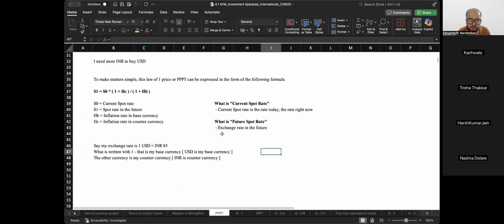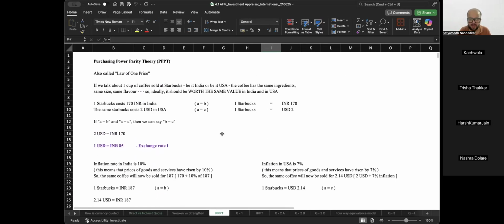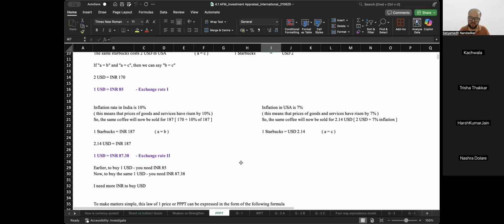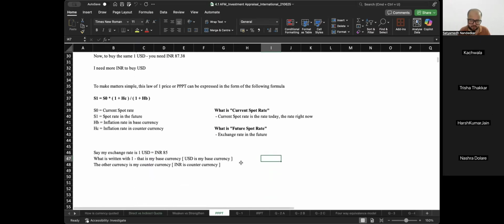What you will have to do is you will have to use either the purchasing power parity theory or the interest rate parity theory. इंटरेस्ट रेट पैरिटी थियरी कम आता है, परचेसिंग पावर पैरिटी थियरी is tested more. So basically, what they will do in the question is they will give you the inflation rates year on year.